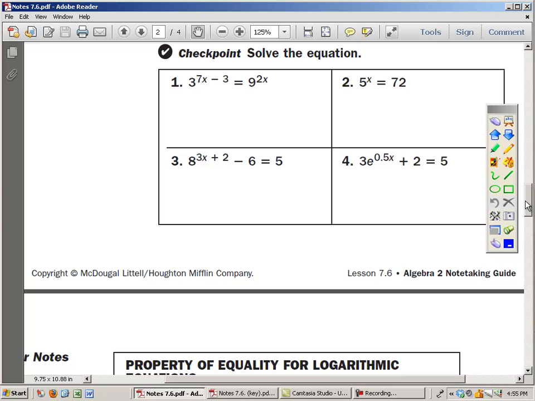All right, let's take a look at the checkpoint problems. You guys try these 4. There's quite a bit here. Make sure you're trying these 4 checkpoint problems, and we'll be right back with solutions.